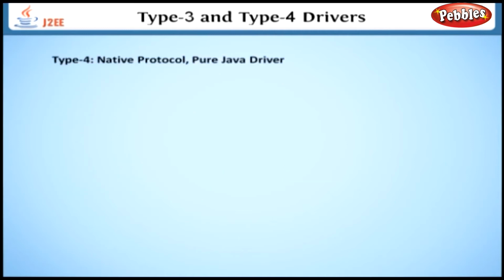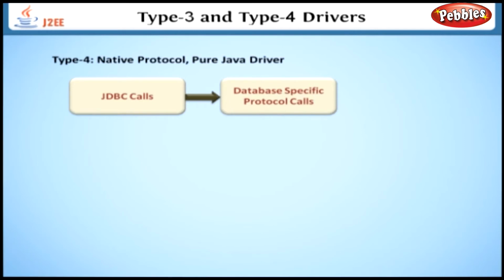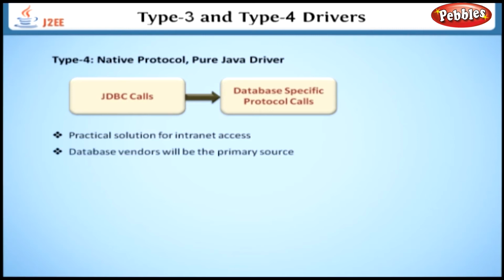Type 4, Native Protocol Pure Java Driver. A native protocol pure Java driver is also known as Type 4 driver, and it converts JDBC calls directly into the vendor-specific database protocol. This allows a direct call from the client machine to the DBMS server, and it is a practical solution for intranet access. As many of these protocols are proprietary, the database vendors themselves will be the primary source for this type of driver.